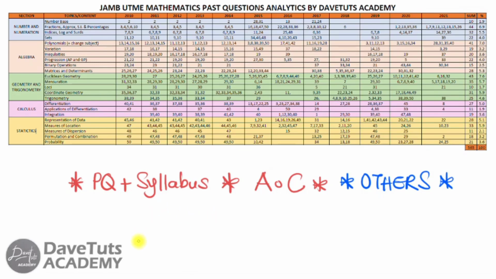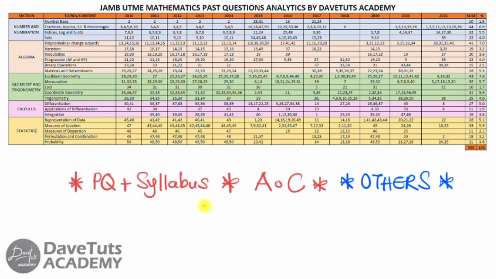So what are we going to be doing? We have already analyzed the past questions for the last decade from the JAMB UTME exam, and we have extrapolated it against the topics that JAMB is expecting you to prepare for in the mathematics exam, and that's featuring number and numeration, algebra, geometry and trigonometry, calculus, and statistics. So with all of these being married together, we want to see what is the trend of the questions that are being featured over the years.